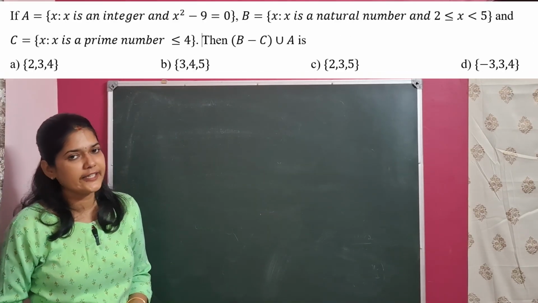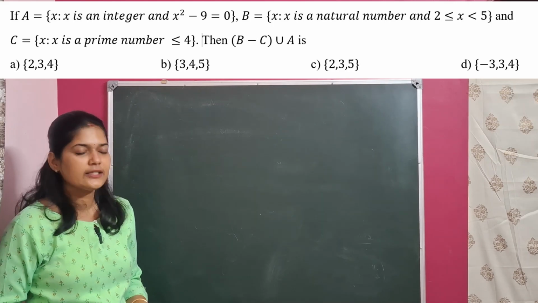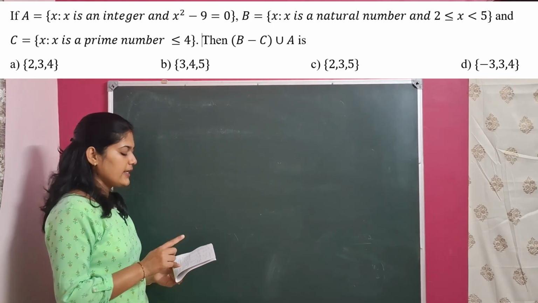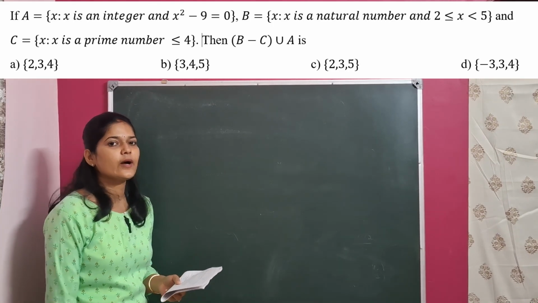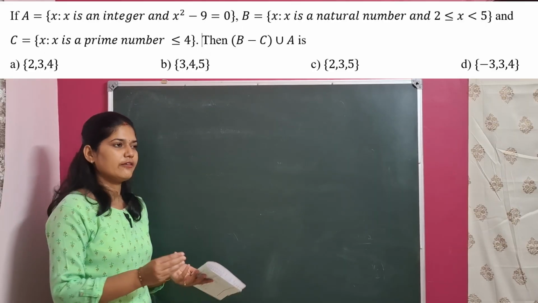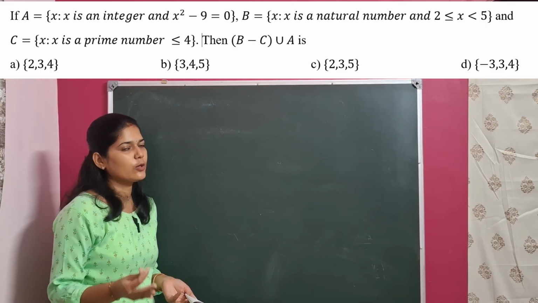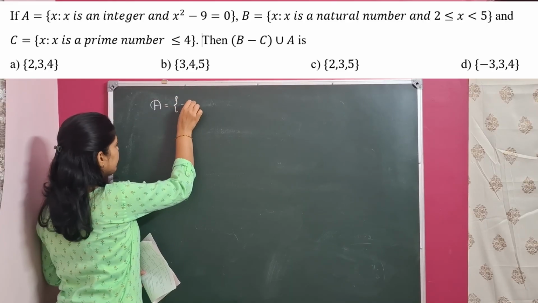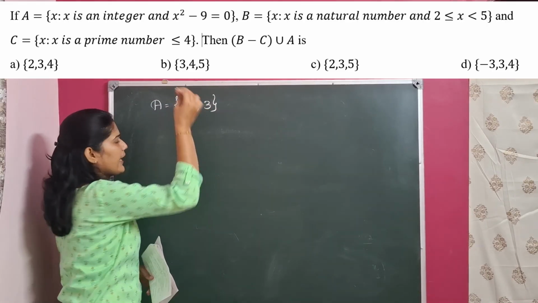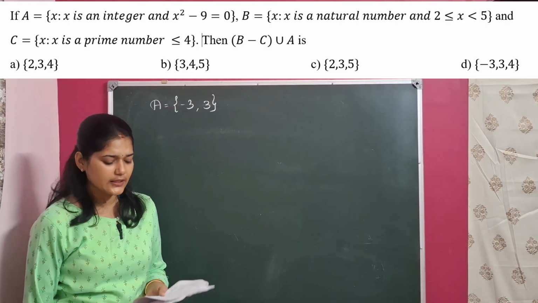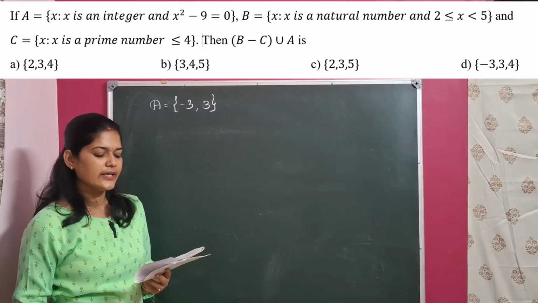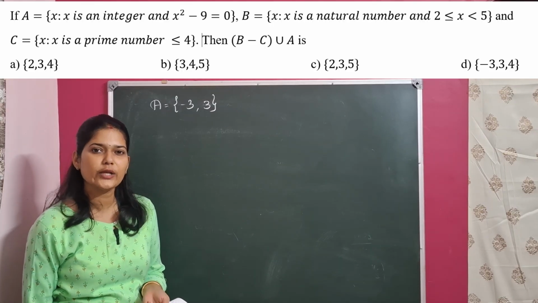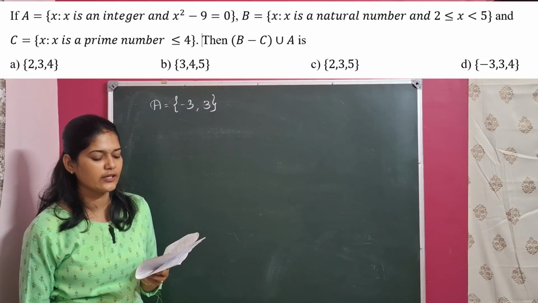This problem is related to sets. Here, they have given set A has x is an integer and x square minus 9 equal to 0. If we simplify this, it will be x square equal to 9, or the set A will contain the elements minus 3 and 3. Similarly, B is given as x is a natural number, 2 less than or equal to x and less than 5.